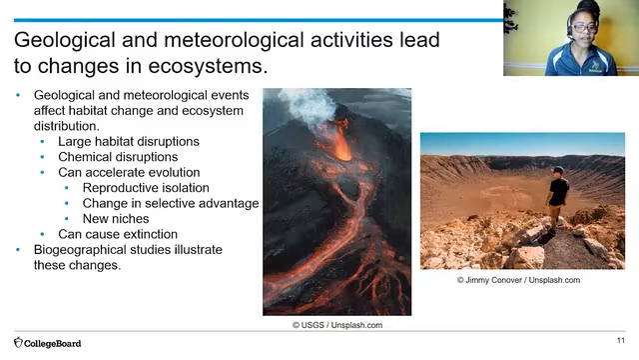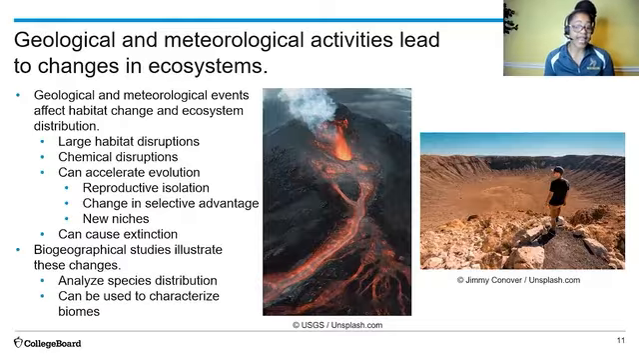These events, as I mentioned before, can cause extinction, and there are ways that we can study how these events change ecosystems. We can analyze the distribution after an event has occurred. Where are the organisms now versus where were they before? Then we can use these shifts in the ecosystem, climate shifts, and habitat shifts, to identify biomes. Are we now dealing with a tundra environment, a rainforest environment, microbiomes, because of these big, massive shifts that have occurred due to these events?